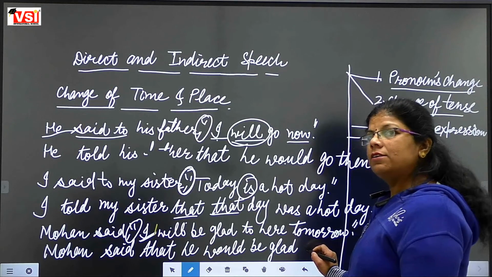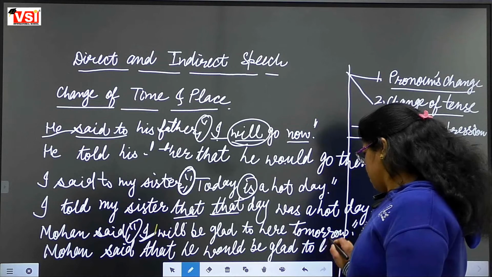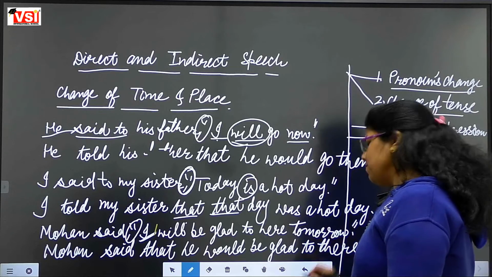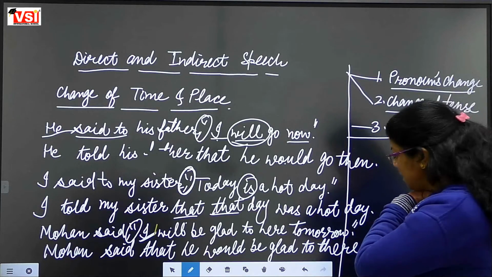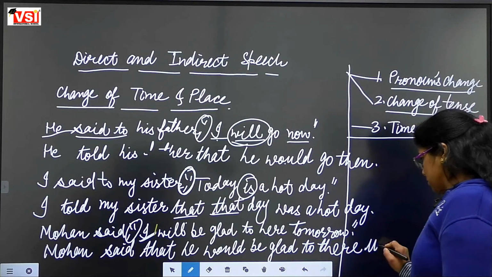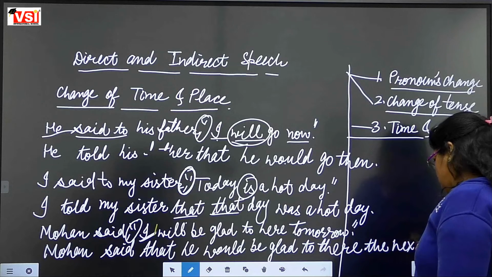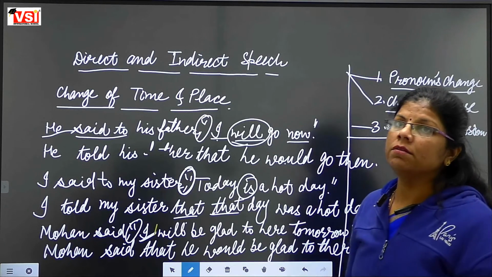He would be glad to. "Here" will be changed into "there" or not? Yes, ma'am. "Here" will be changed into "there". He would be glad to hear there the next day. The next day. Have you got it or not? Have you got the example?